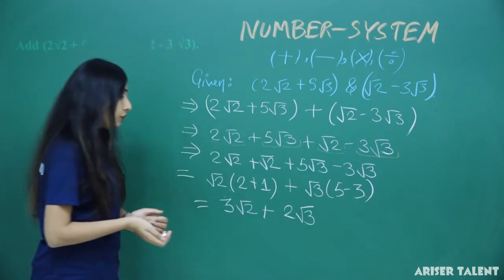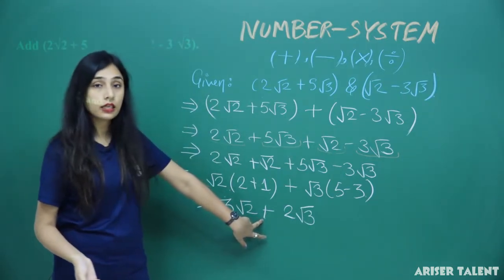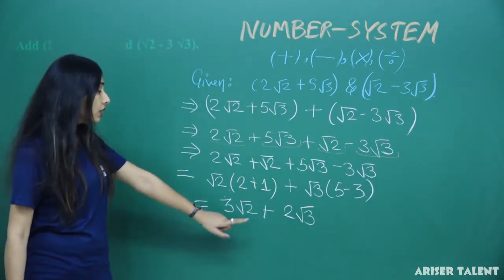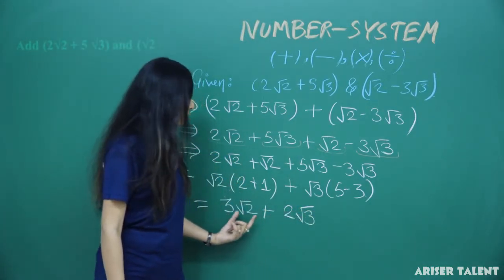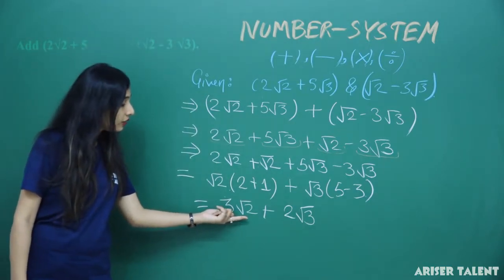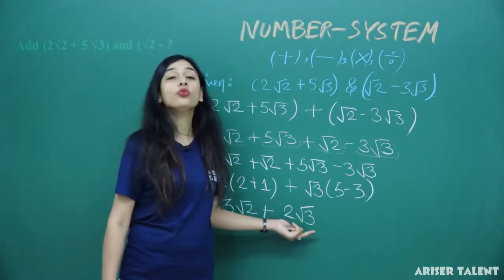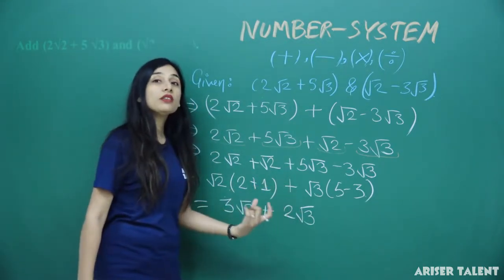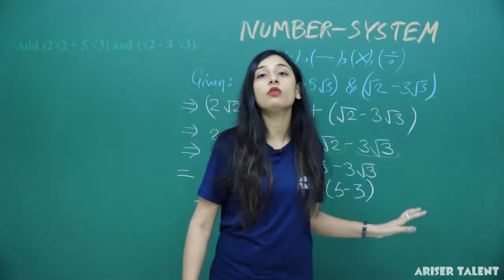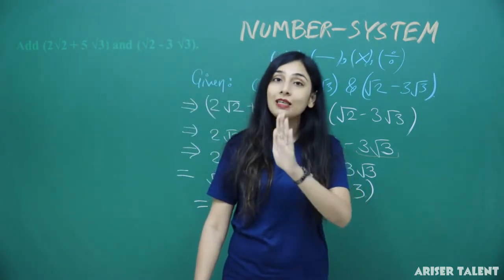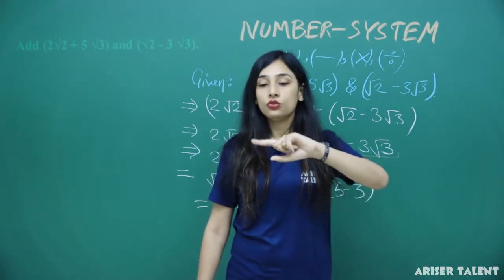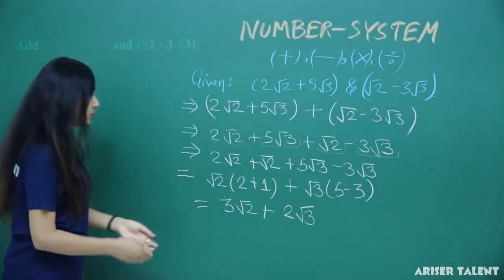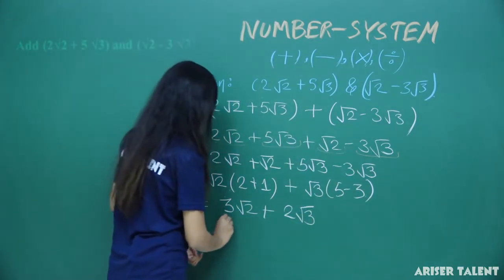Now I have told you students, if you have a plus sign here, these root 2 and root 3 will not merge and give root 5 as the outcome. You have to take it like 3 root 2 plus 2 root 3 only. Why? Because root 2 plus root 3 is not equal to root 5, but root 2 multiplied by root 3 is root of 2 multiplied by 3, that is 6, so root 6. Okay. So this is your answer.